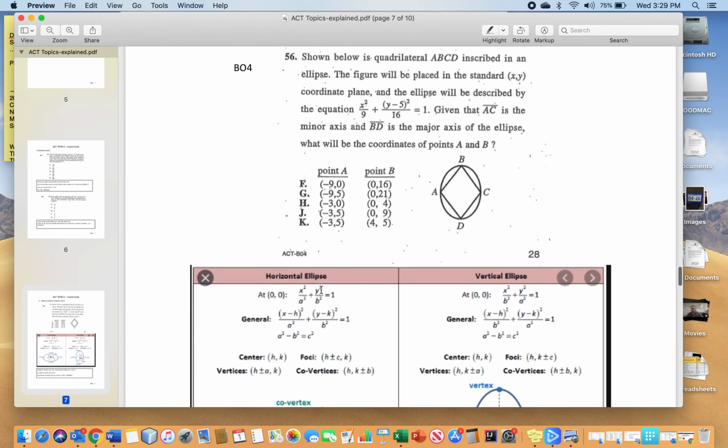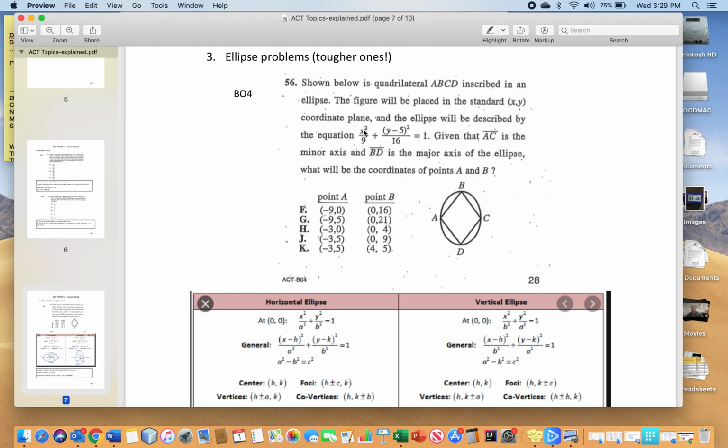And if you use the formula (x minus h) and (y minus k) squared, the center is (h, k). So the center is (0, 5). And you go up 4 from this b squared, which is this, I'm sorry, a squared, which is the semi-major axis. A is 4, B is 3. So you go from (0, 5) up 4. So the answer is (0, 9), J.